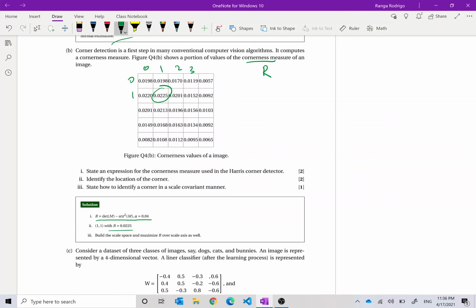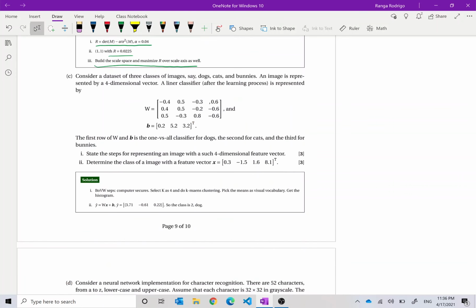State how to identify a corner in a scale covariant manner. So you know that the cornerness measure depends on the scale. So you have to build the so-called scale space and maximize R over the scale axis also. So here we maximized over this axis and that axis. And then you have to have the scale axis also and maximize it over the scale axis as well.